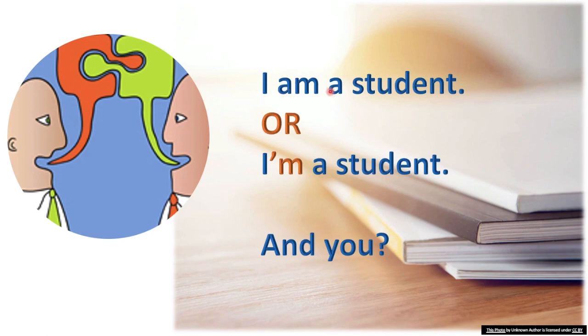Answer, I'm a student. So let's say, he's a student as well. So I am a student. Or short one will be I'm a student. Remember, when we speak like this. Okay. So it's better not to say I am a student.